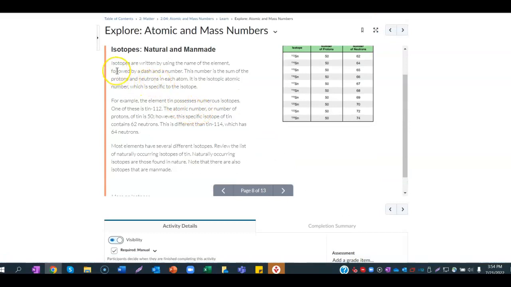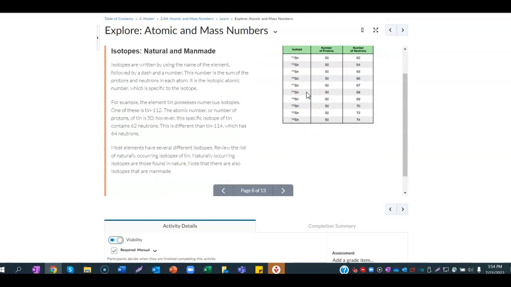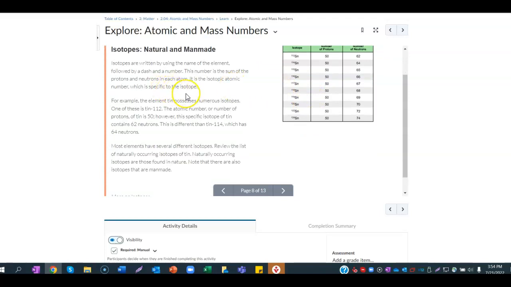So here's the answer. Isotopes are written by using the name of the element followed by a dash and a number. So you could write an example of what that looks like. This number is the sum of the protons and neutrons in each atom. It is the isotopic atomic number, which is specific to the isotope. So you can see what it looks like here. The sum of the protons and neutrons, right? You've got the name of the element followed by a dash and a number.